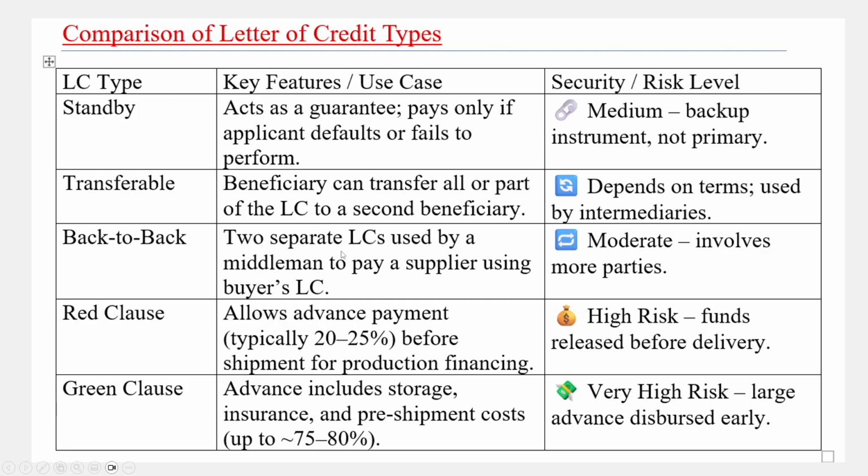Back-to-back LC, two separate LCs used by a middleman to pay the supplier. Moderate risk is involved. Red clause LC, high risk involved. You are paying 25%, so high risk is there. And in case of green clause LC, you can pay up to 75 to 80%. It is very risky, as a large advance is disbursed early. So use the green clause LC very judiciously.